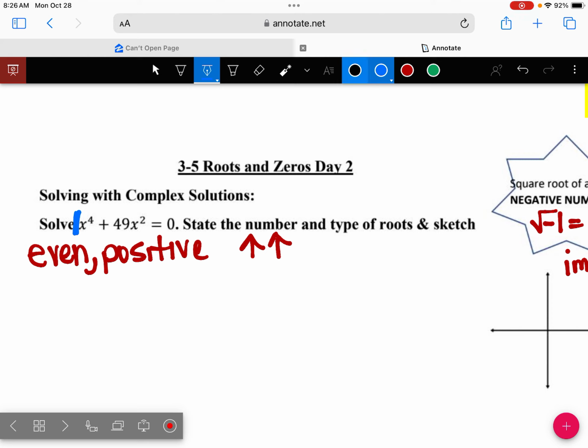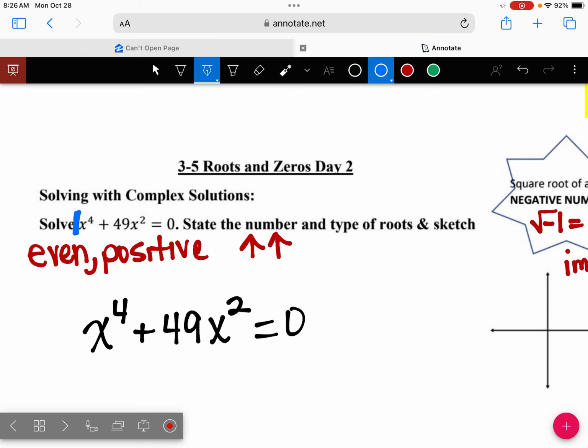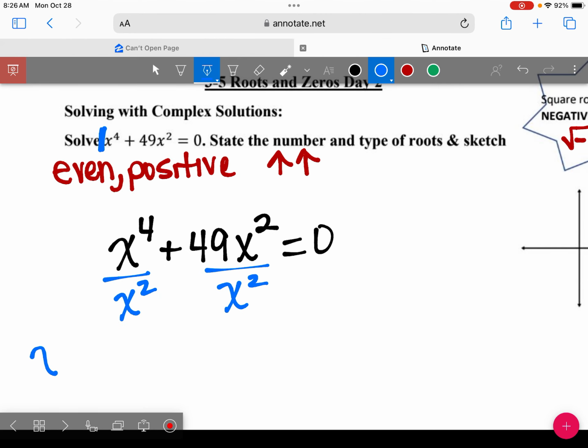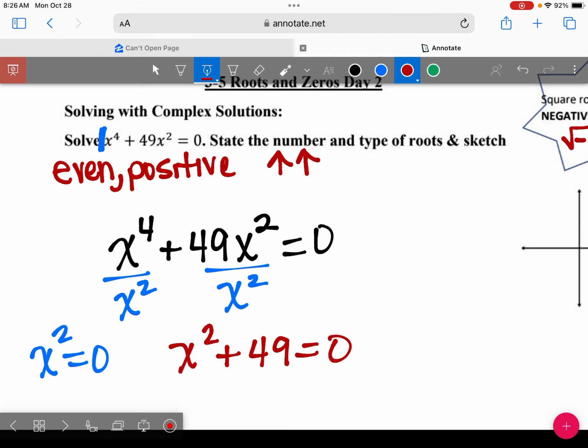Okay, so now let's look for our GCF, which in this case is x squared. So this is actually just like number 5 in your homework. So we're going to divide both of these by x squared. So that means that's my first factor that I'm going to solve for x. And when I do that, I'm left with x squared plus 49 equals 0. So those are my 2 factors that we're going to solve for x.